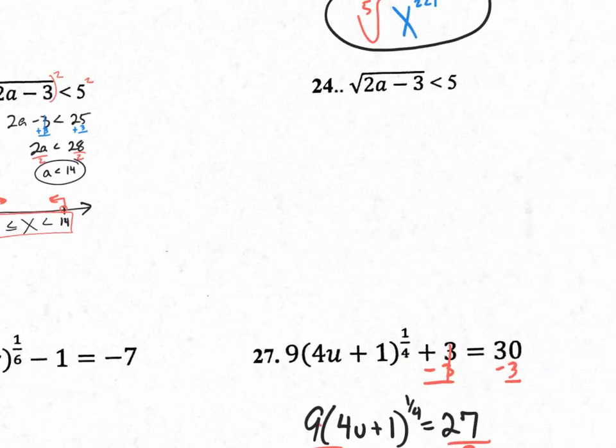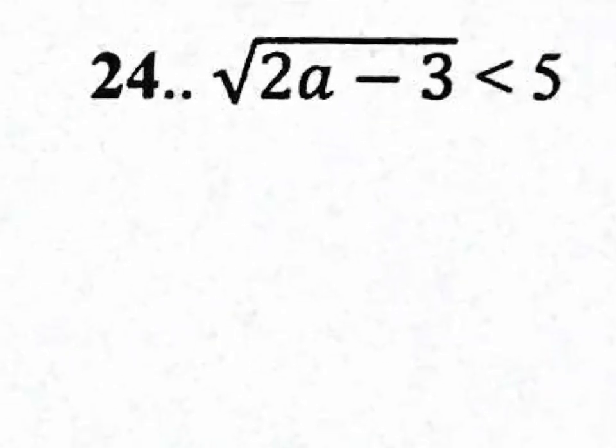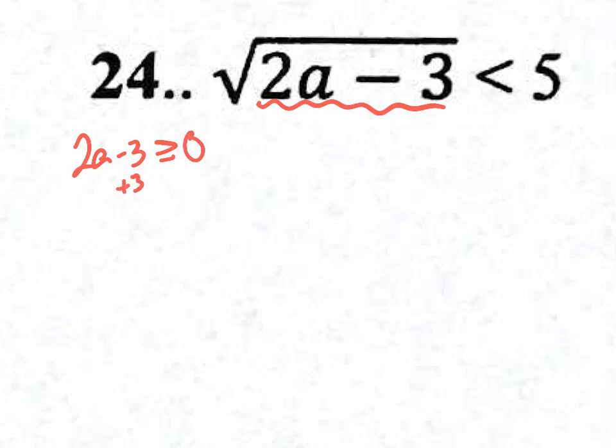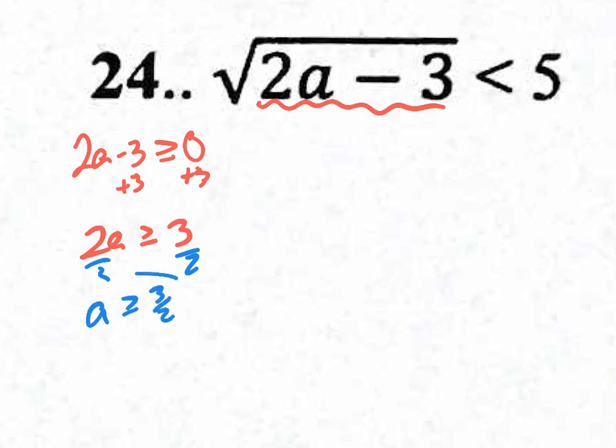Let me do one more. This one right here, you're going to begin by saying that this inside value cannot be anything that's below 0. So you're going to say that 2a minus 3 has to be greater than or equal to 0. So if you solve it correctly, you'll get a is greater than or equal to, you know what, let me show my work instead of just giving you the answer. I'm sorry, here you go, plus 3, 2a is greater than or equal to 3, divide by 2, a will be greater than or equal to 3 halves, which is about 1.5.